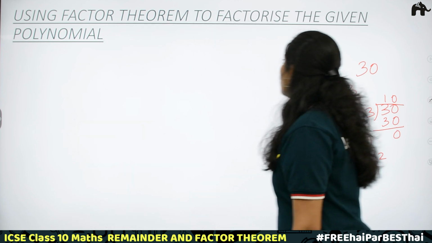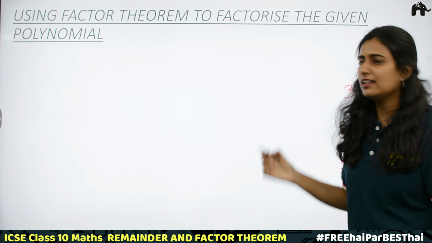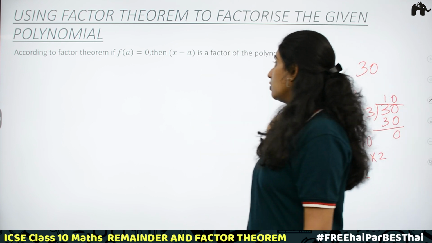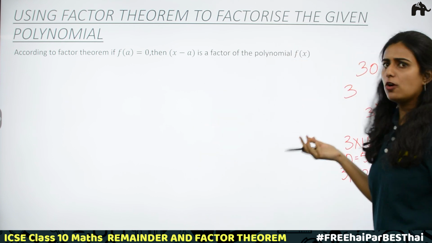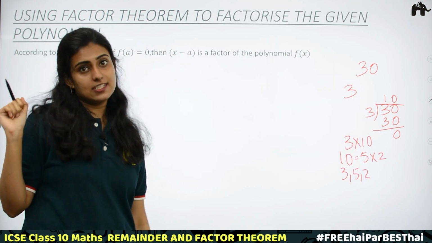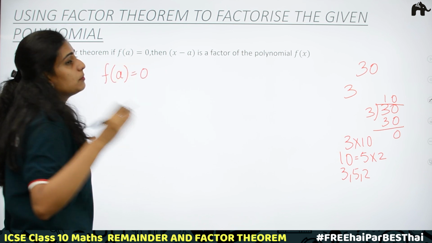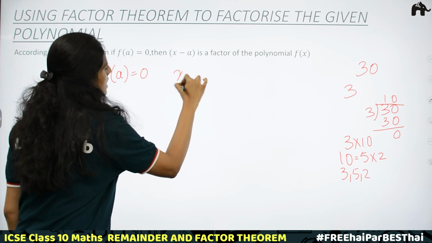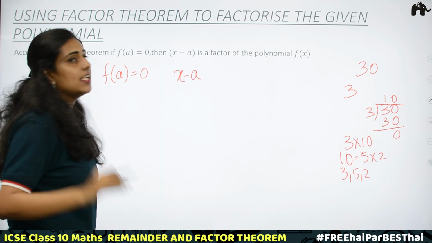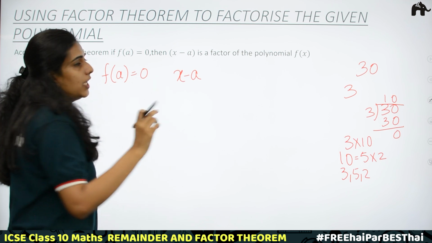Now, we are using the factor theorem to factorize a polynomial. What is factor theorem? According to factor theorem, if f of a is equal to 0, then x minus a is a factor of the polynomial f of x. This we have studied in the previous class when we discussed factor theorem. If f of a is equal to 0, that is, if remainder is equal to 0, then x minus a is a factor. Even the converse is possible. If x minus a is a factor, then surely f of a will be equal to 0. From this, we can obtain one factor.